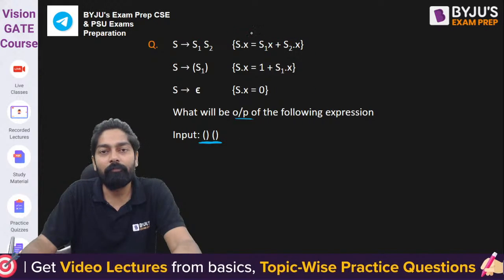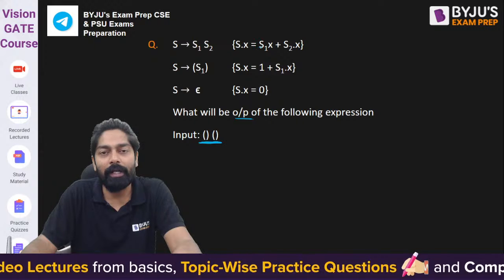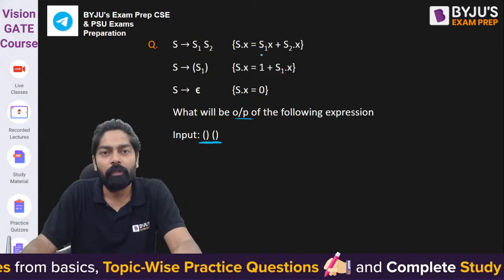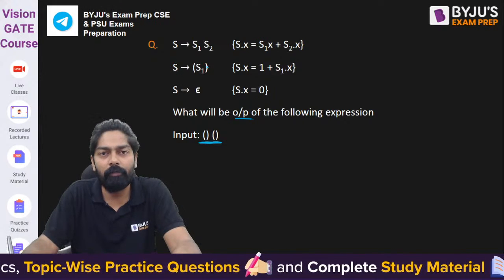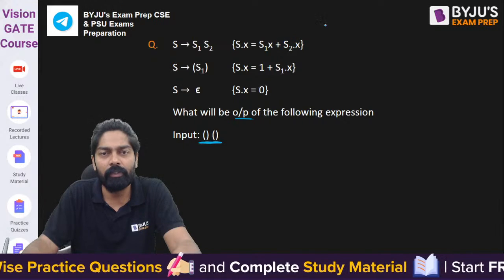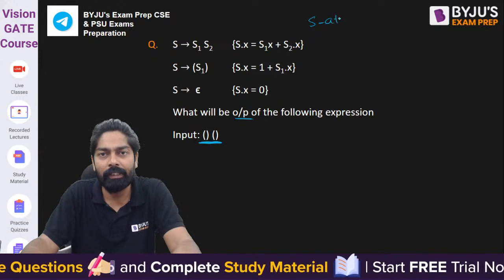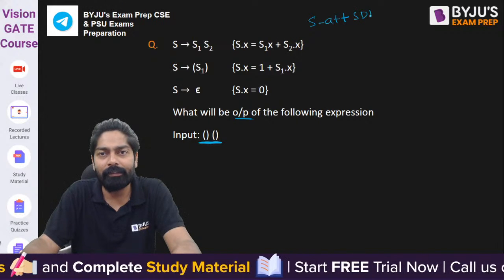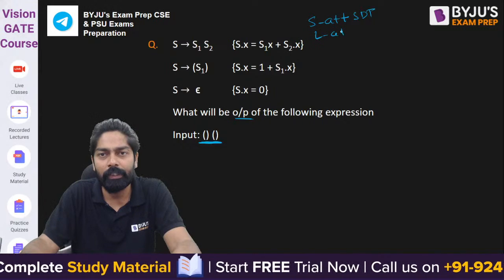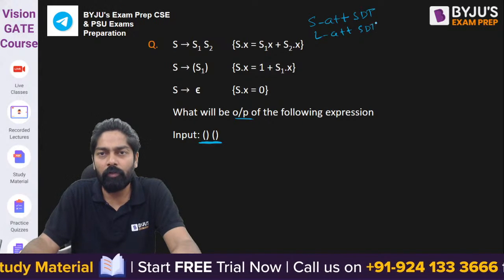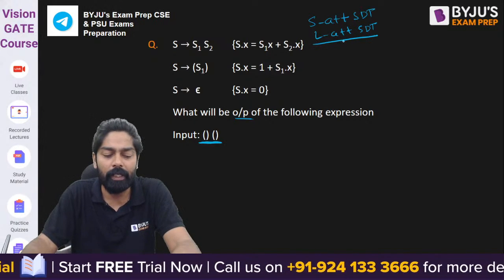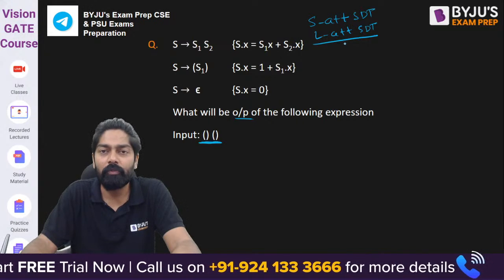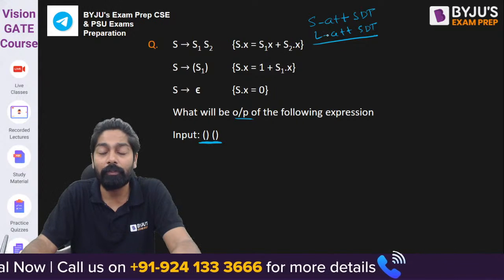So what about the comment? Is it S attribute or L attribute? I think it is both, because you are computing the parent value in terms of its children. So it is an S attribute SDT. If it is S attribute, it is also L attribute SDT. So you just follow the S attribute, L attribute evaluation.